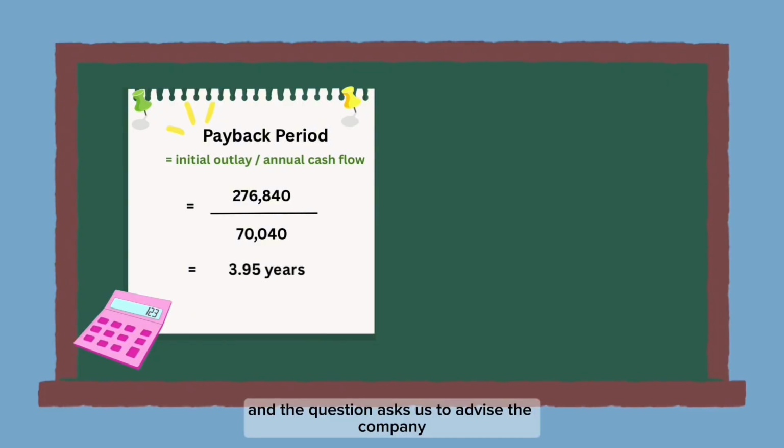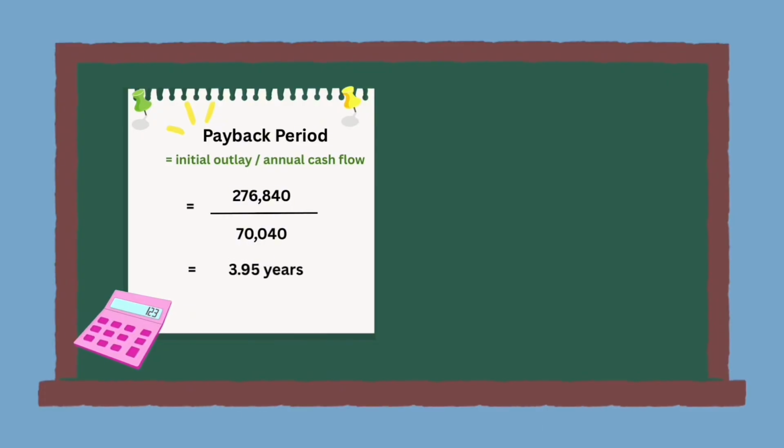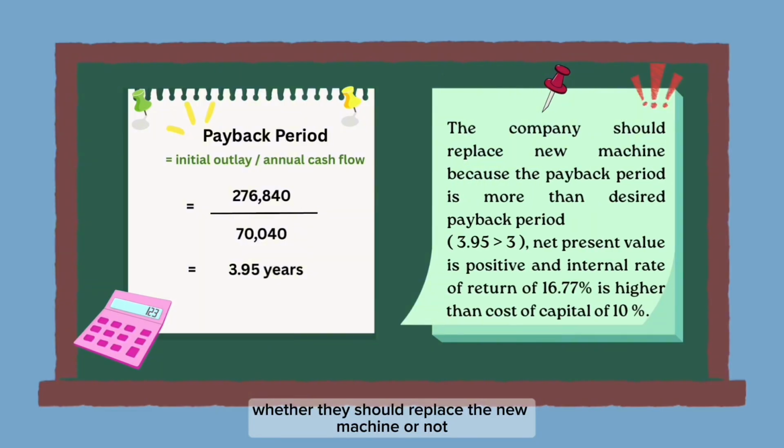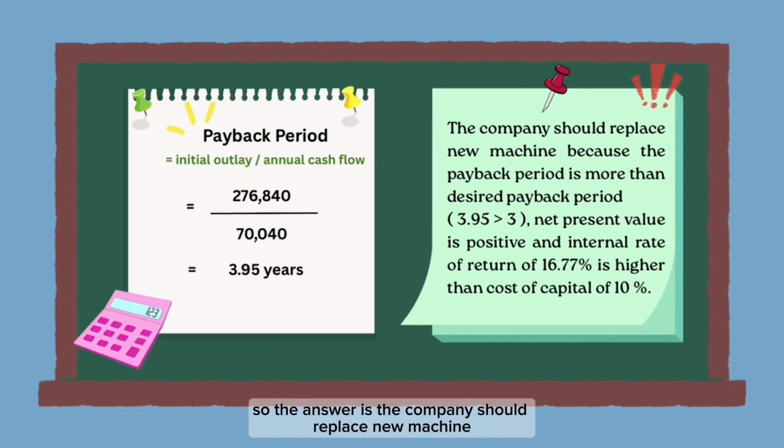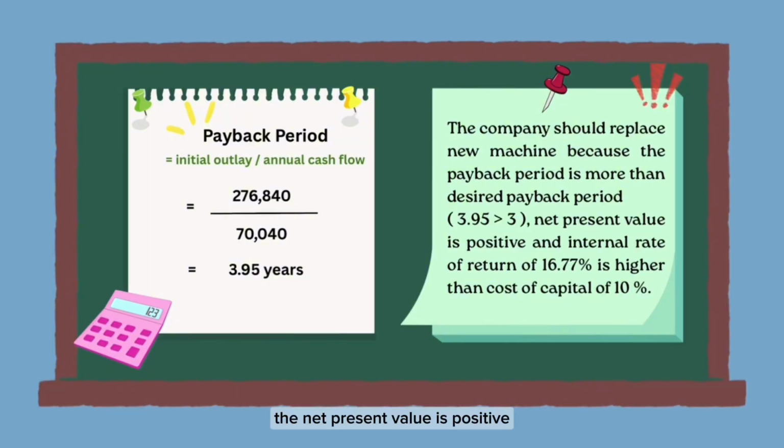And the question asks us to advise the company whether they should replace the machine or not. So the answer is the company should replace the new machine because the payback period is more than the desired payback period, which is 3.95 is larger than 3. The net present value is positive, and the internal rate of return of 16.77% is higher than the cost of capital of 10%.